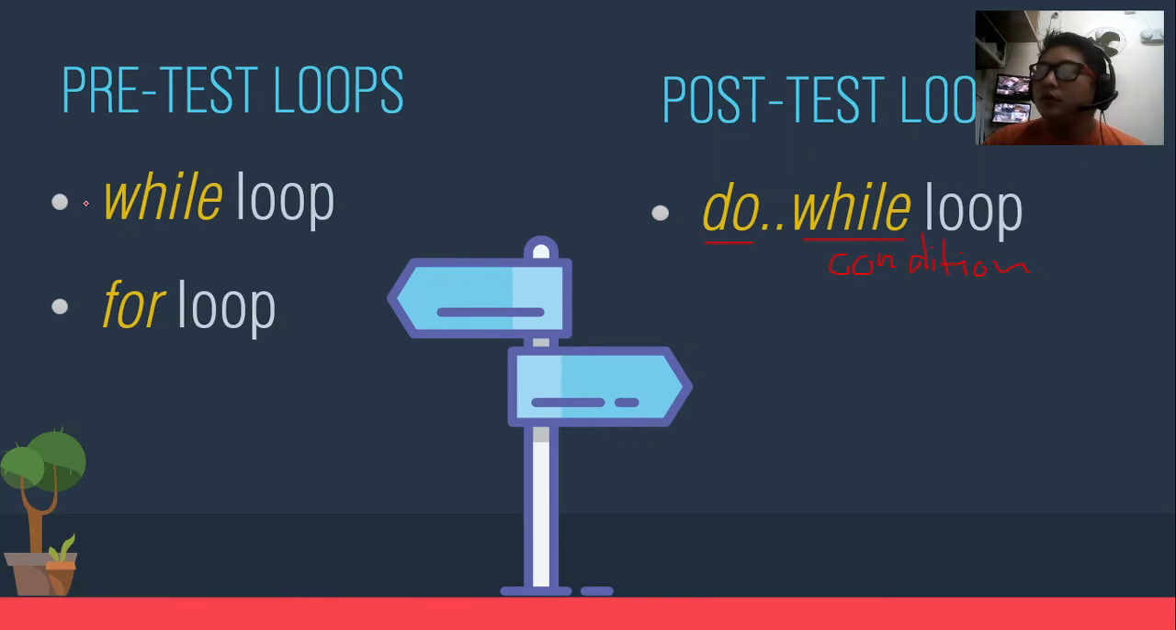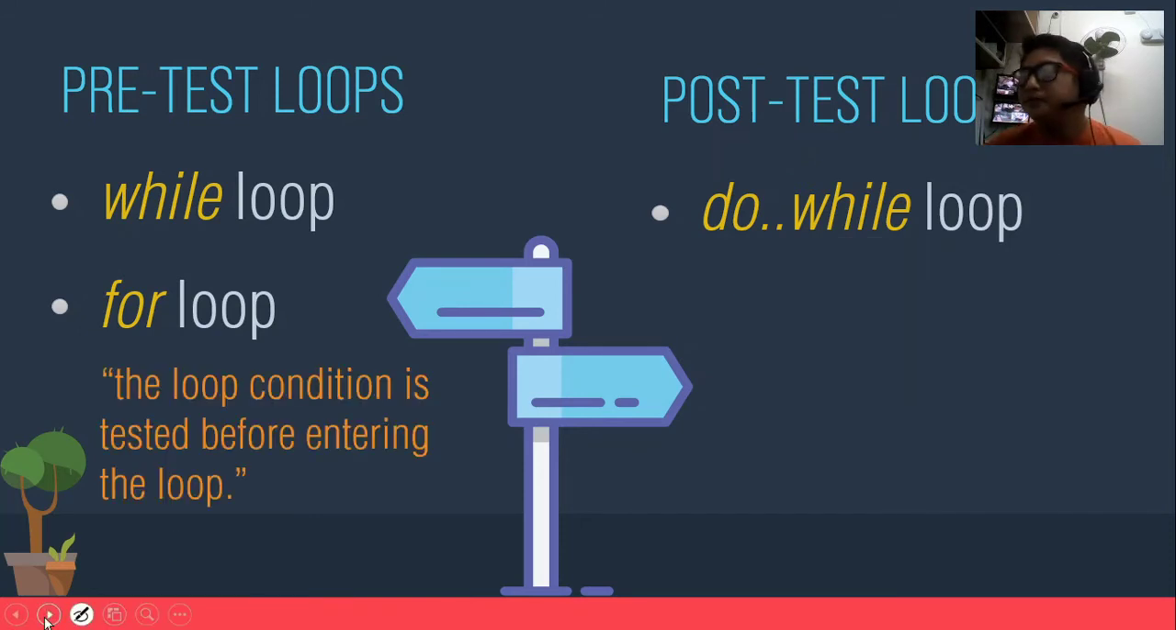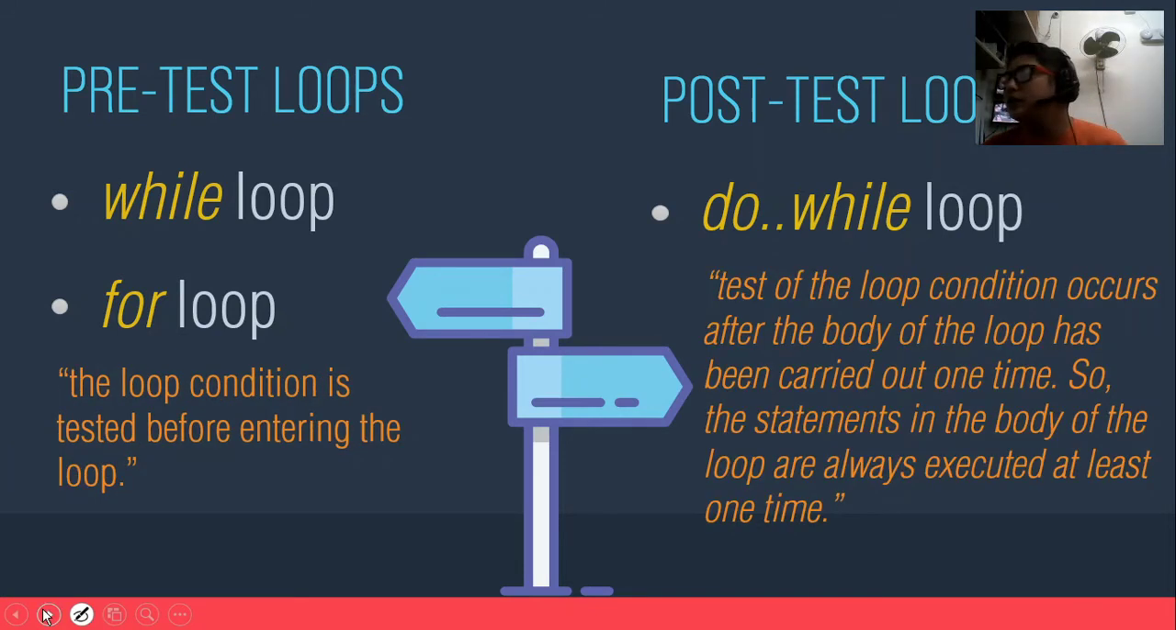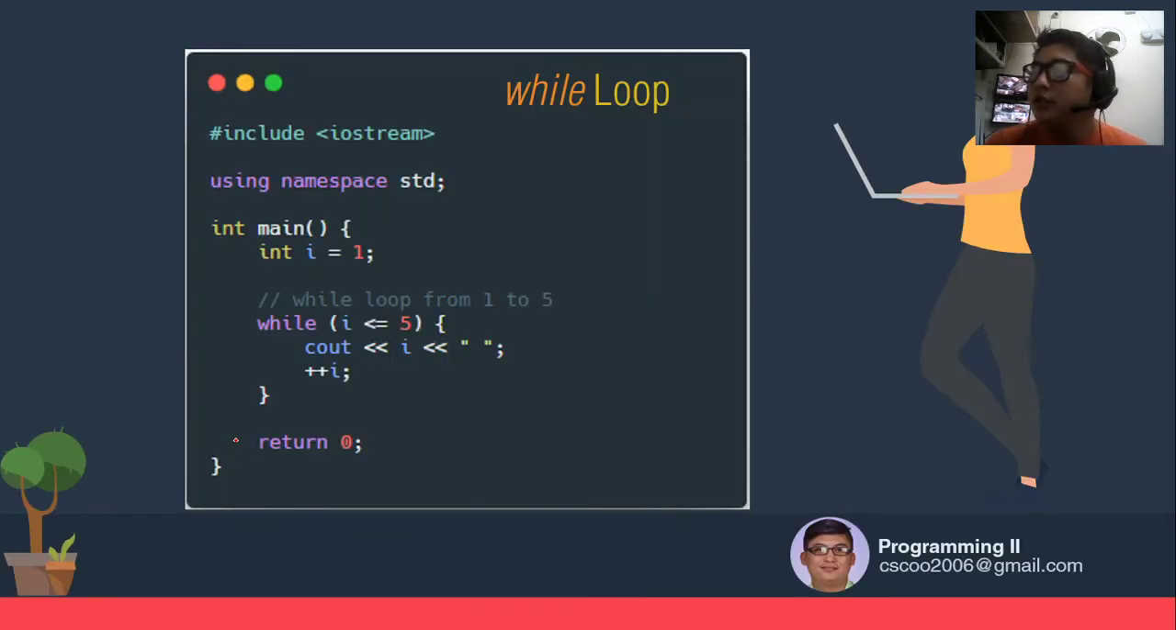So the while loop and for loop always check your condition before executing the block. Okay, let's explore them one by one. Okay, so the pre-test loop is where the loop condition is tested before entering the loop, while in the post-test, the test of the loop condition occurs after the body of the loop is executed or carried out. So the statements in the body of the loop are always executed at least one time. Okay? So, yeah. So this is an example of a while loop.